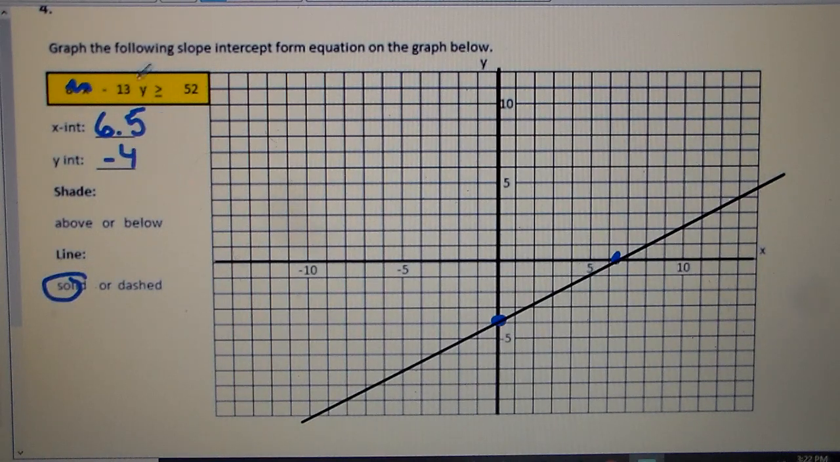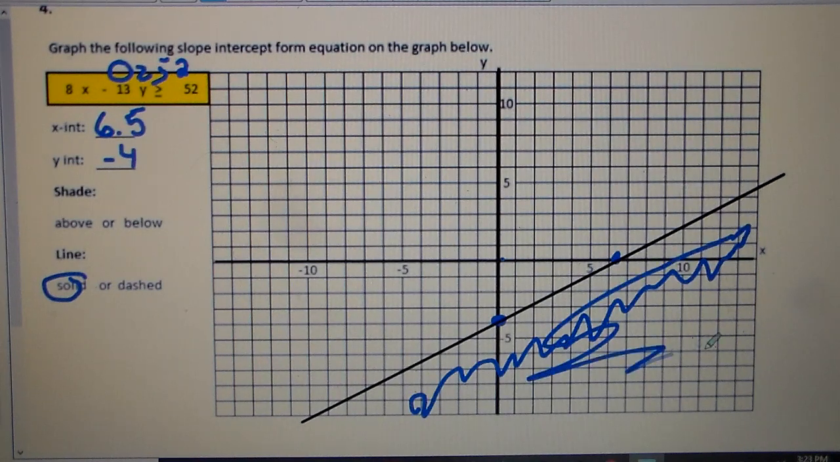Now the shading, we're going to put the coordinates 0, 0 in. We're going to put 0 in for x, and we're going to put the 0 in for y. 8 times 0 is 0, minus 13 times 0 is 0. Is 0 greater than or equal to 52? No. So this coordinate 0, 0 isn't on the correct side. It needs to be.